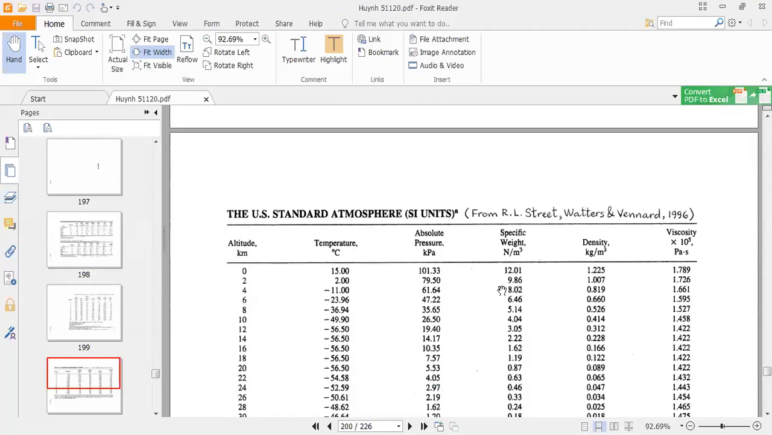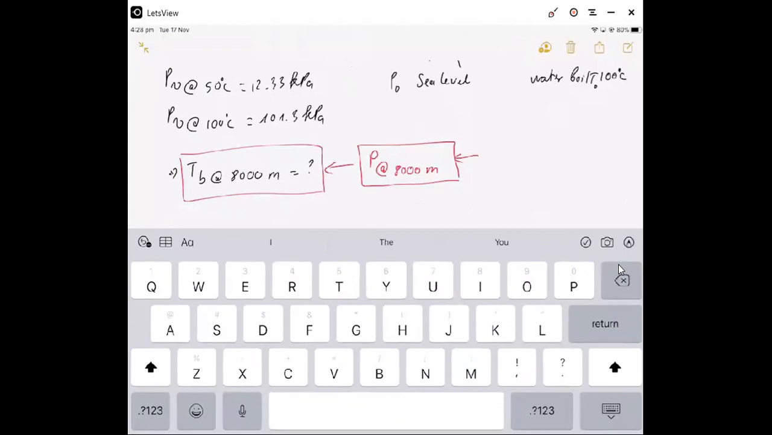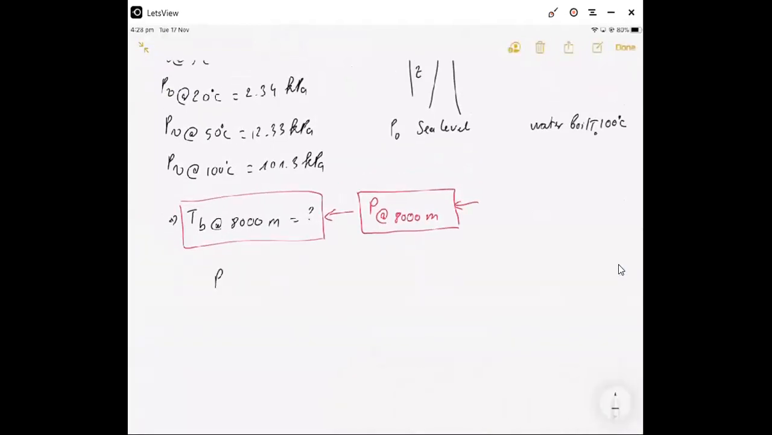We base on this table, table 4, the US standard atmosphere, SI units. 8,000 meter altitude means 8 kilometer, and at 8 kilometer the pressure is 35.65 kPa. When we go up, pressure decreases. So we have the pressure at 8,000 meter altitude is 35.65 kPa, from the table in the appendix.